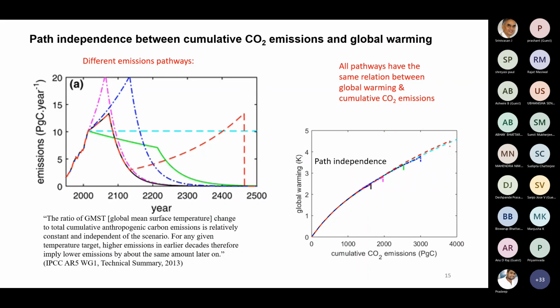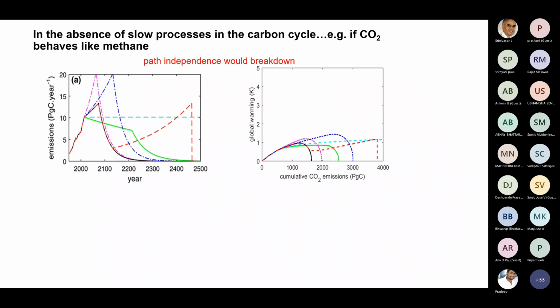Because for carbon dioxide, global warming is a function of cumulative emissions. And this, as we shall see, is another implication of the long atmospheric lifetime of CO2. This is essentially why we talk about cumulative emissions budgets. So this relationship between global warming and emissions does not depend on the emissions pathway, and the reason for that is basically the long atmospheric lifetime of CO2.